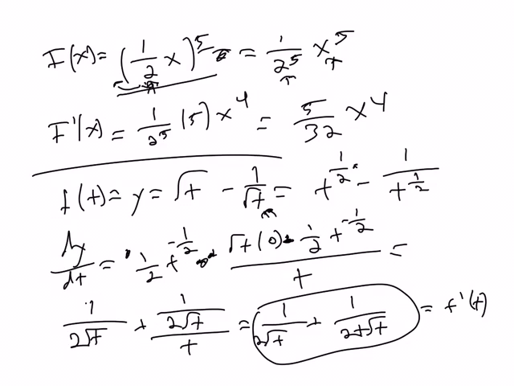Okay, the second way we're going to use is much simpler. It's important to learn the quotient rule, but a lot of times it's much simpler to just play around with the algebraic expression. So this is equal to the square root of t minus, okay, let's rewrite this from the beginning. This is equal to t to the half minus t to the negative a half.